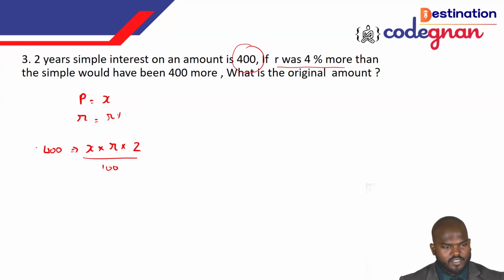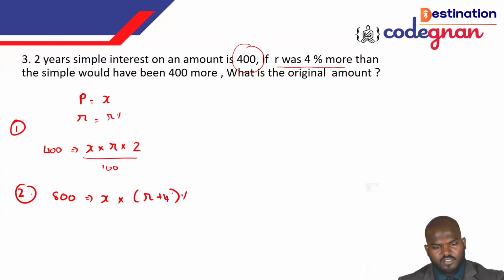But coming to the second condition, this was for the first condition. The second condition they are giving here is 4% more and 400 more. 400 more means the simple interest will become 800 now. So 800 is equal to x, the principal remains the same. So the rate will become r plus 4%. So r plus 4%, times 2 over 100, if you keep it up.